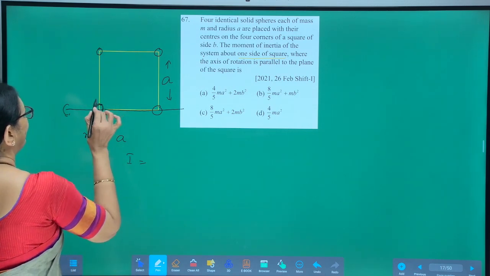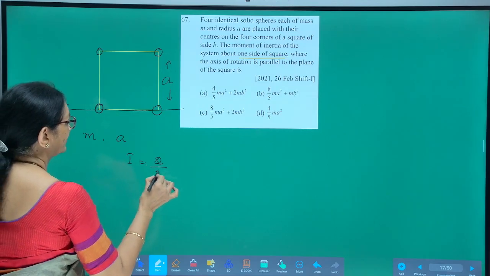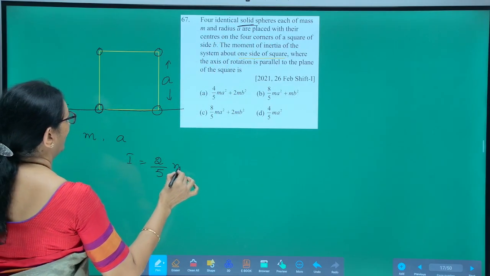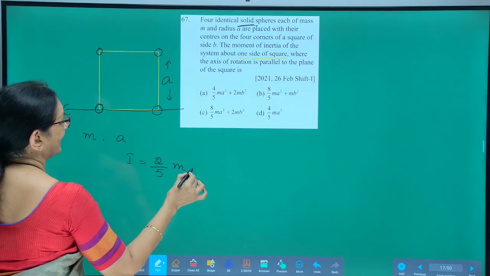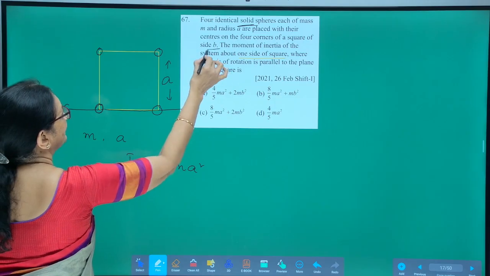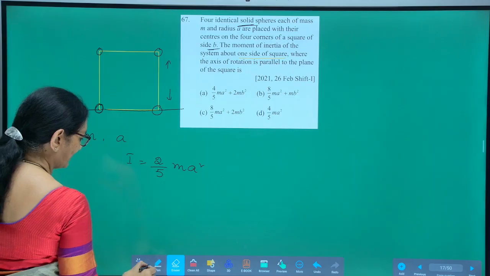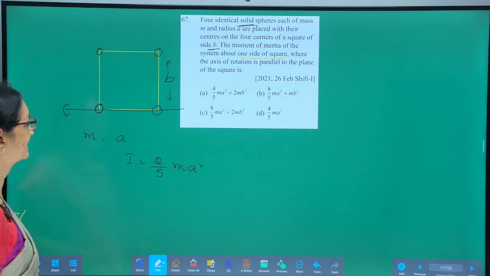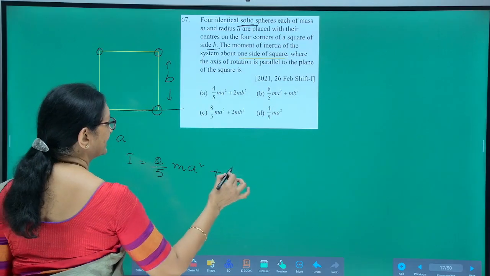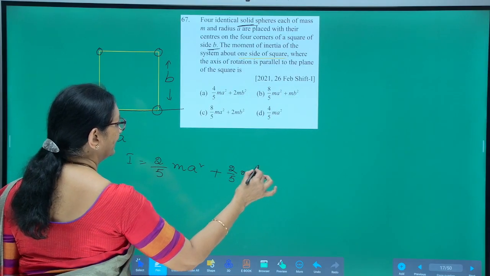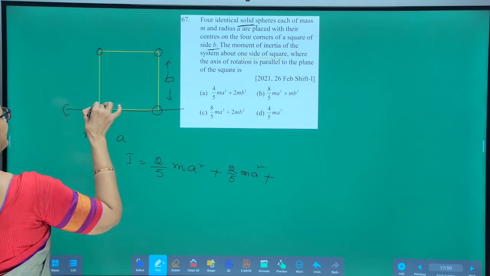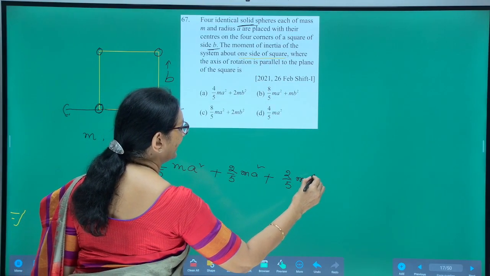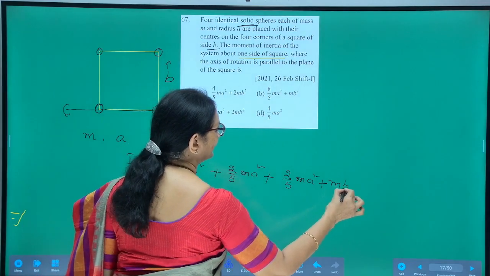Moment of inertia of this about an axis passing through the center is 2 by 5 m r square. It is mentioned they are solid spheres, so with mass m and radius of each sphere given as a, it is 2 by 5 m a square. The square has side b, not a; that side is given as b here. So the moment of inertia of this solid sphere about this axis is 2 by 5 m a square. Of this, 2 by 5 m a square, plus the moment of inertia of the other about this axis, by the parallel axis theorem, is 2 by 5 m a square plus m b square.